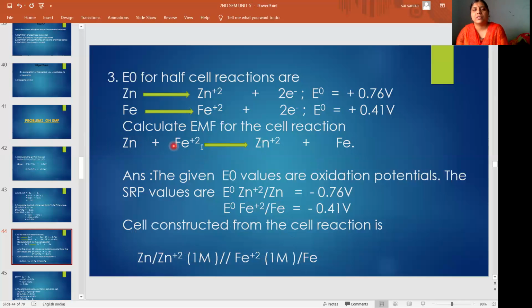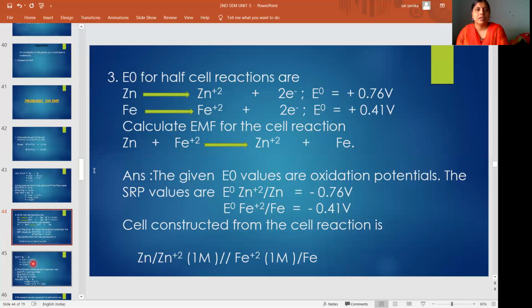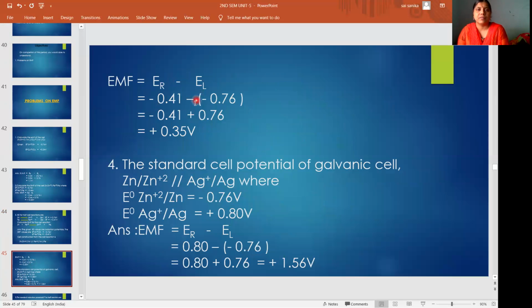So the EMF of the cell is calculated by E Fe minus E Zn. That means the electrode potential of iron minus the electrode potential of zinc. That electrode potential indicates the reduction potentials. So the answer is E right minus E left.